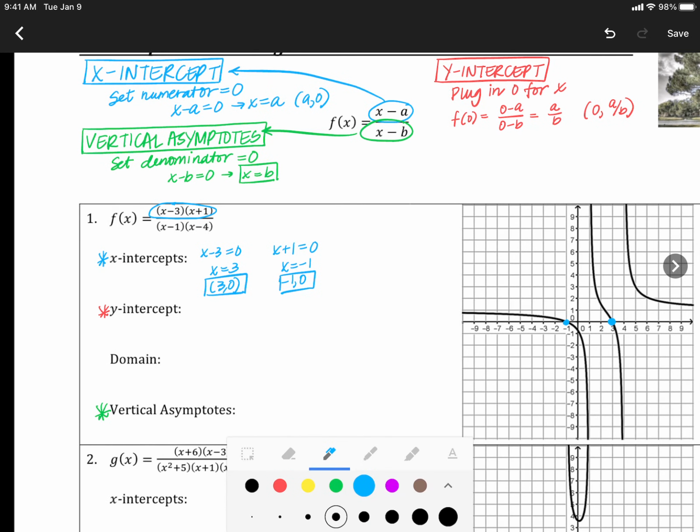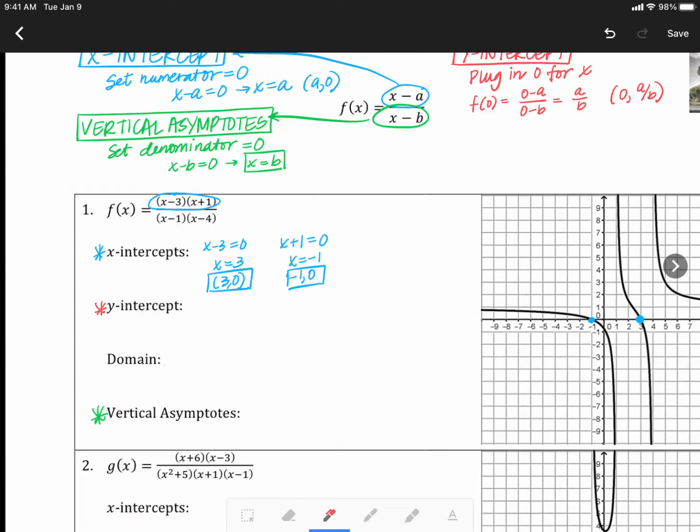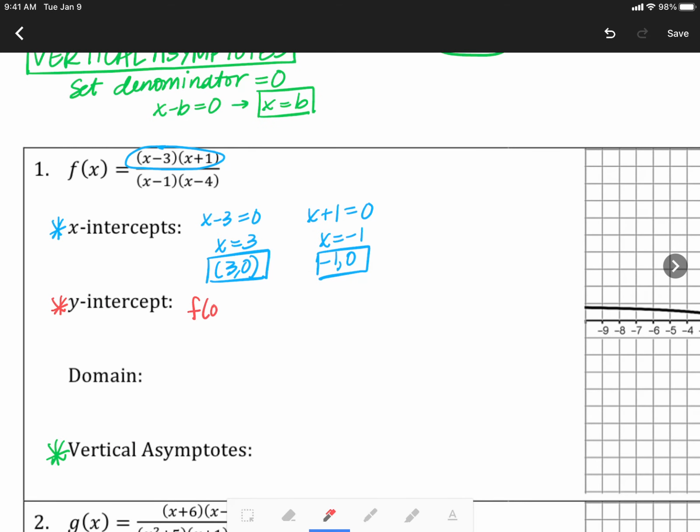Let's go for the y-intercept next. We're going to be plugging 0 into the function. So I'm actually going to do f of 0 equals (0 minus 3)(0 plus 1) over (0 minus 1)(0 minus 4). 0 minus 3 is just negative 3, times 1, divided by negative 1 times negative 4. So we get negative 3 over 4. So this is the point 0 comma negative 3/4.